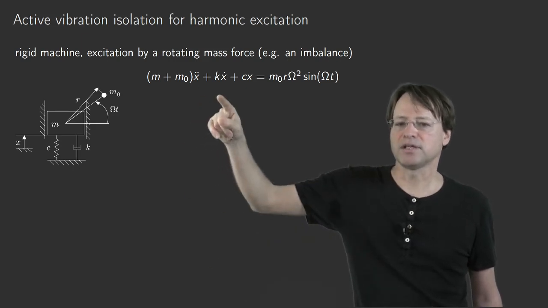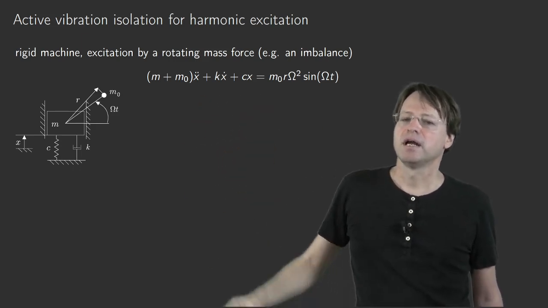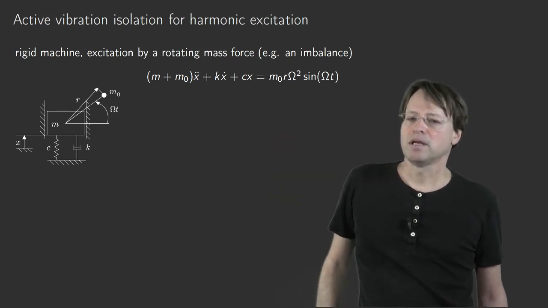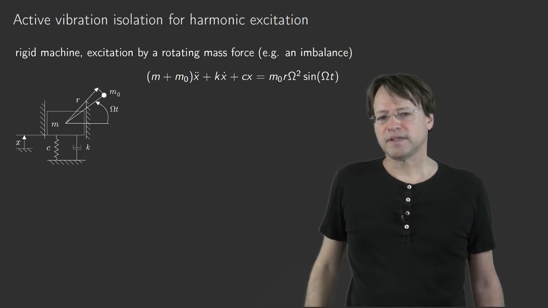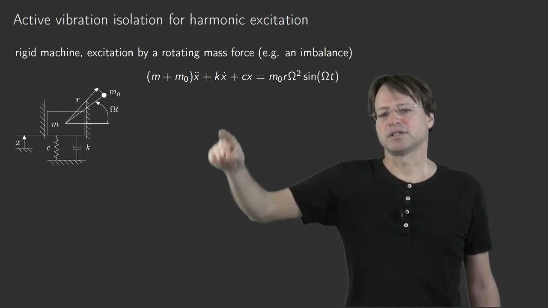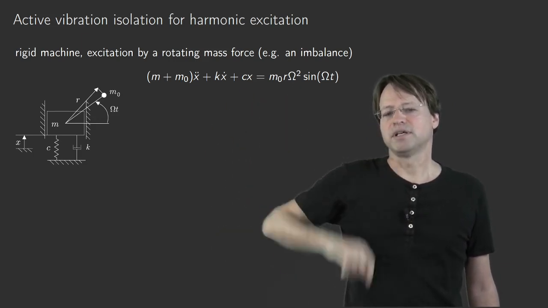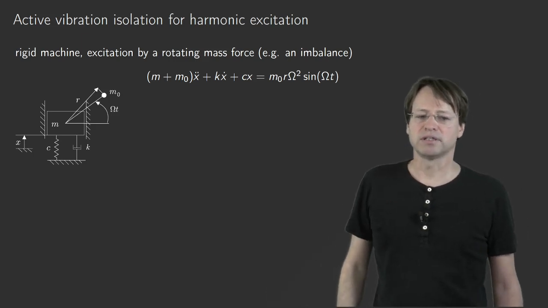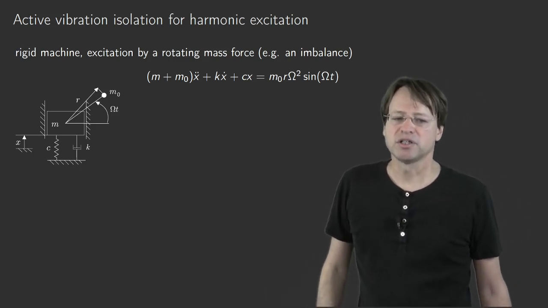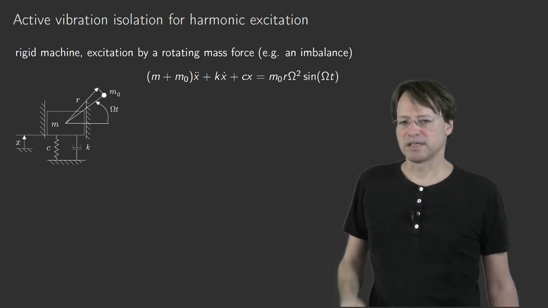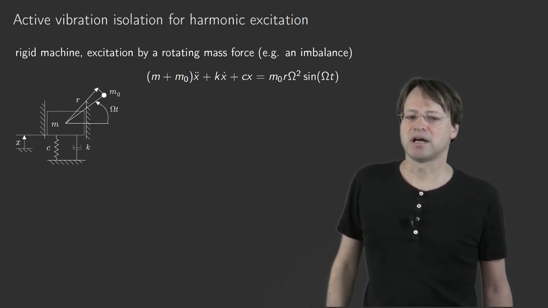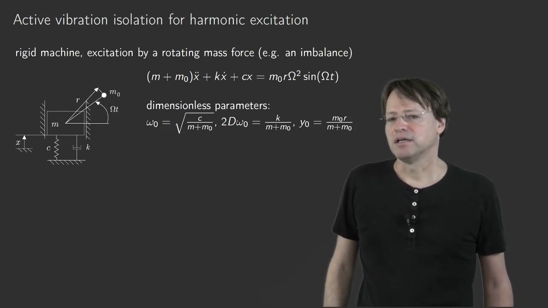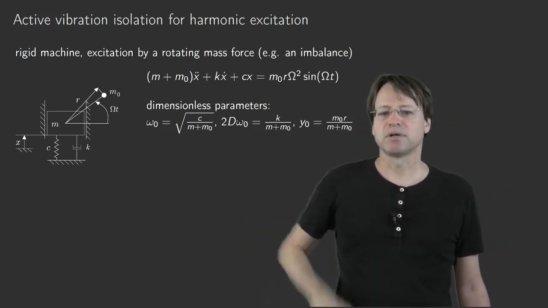Then we have the damping term, we have the stiffness term, and on the right hand side we have the other part of that acceleration, which is just m naught r omega squared sine omega t. Again, dimensionless parameters are introduced, but now of course we have to take into account that additional mass m naught in the definition of these dimensionless parameters.